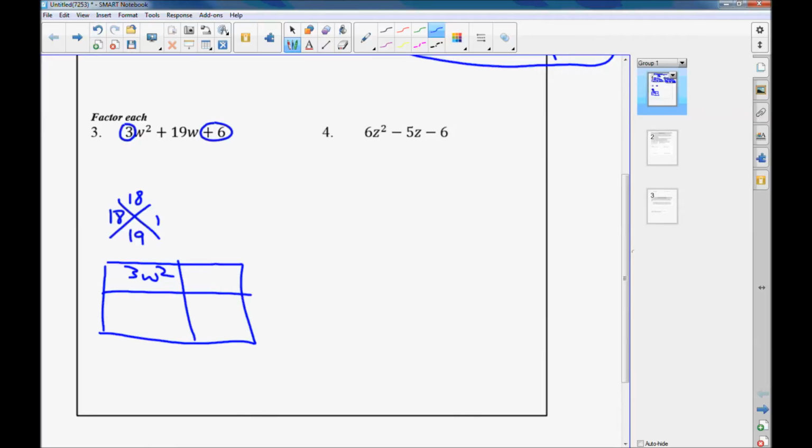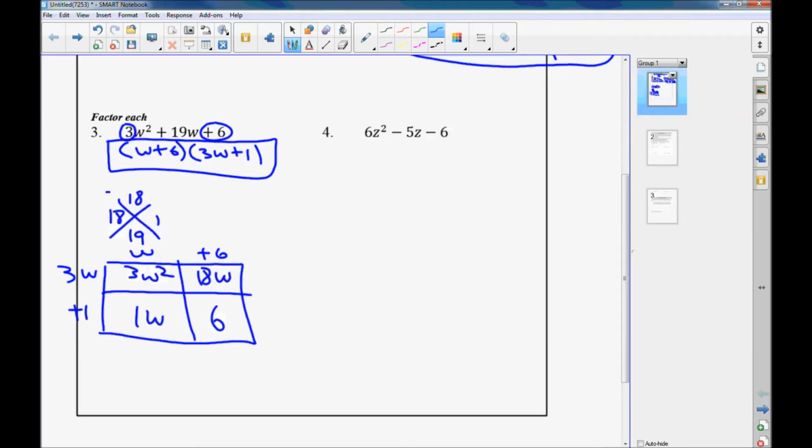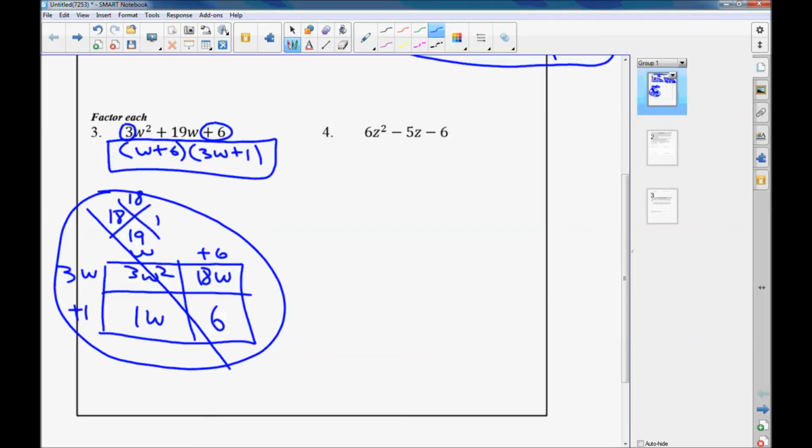3w squared goes here, 6 goes there, and then we split the 19w into two places, 18w and 1w. All right, so if you look this way, 3w is the common factor, and that leaves behind w and 6. And then that means a 1 had to be here. So 6 times 1 for 6, and 1 times w for 1w. So this will factor into (w + 6) and (3w + 1). Okay, remember this is our answer, and all of this is just scratch work. So you won't show this on a test or quiz, okay?